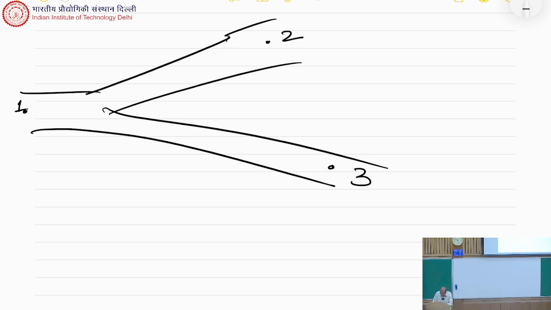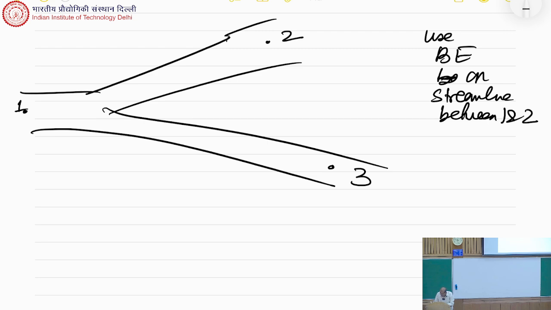Now here you can use the Bernoulli equation on a streamline between 1 and 2 and between 1 and 3. You choose a streamline going from 1 to 2, you can apply the Bernoulli equation. You choose a streamline going from 1 to 3, you can use the Bernoulli equation. So effectively it becomes you are using Bernoulli between 2 and 3, but notionally that is wrong. There is no streamline from 2 to 3. But if you use the Bernoulli equation, it will give you the right result, but not conceptually.